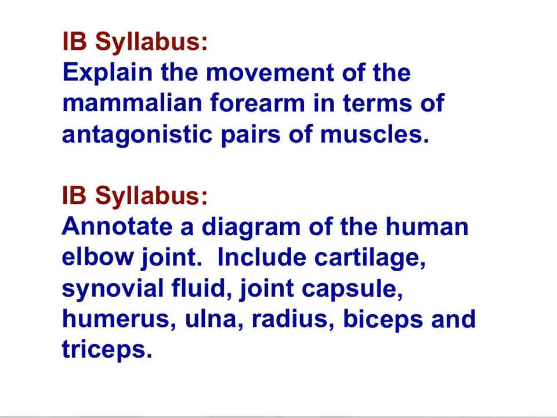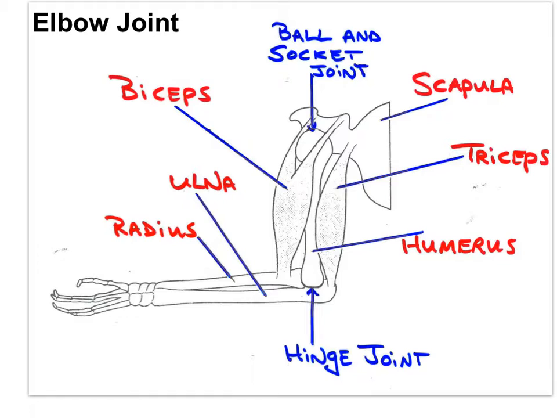Here's the IB syllabus statement. Annotate a diagram of the human elbow joint. Include cartilage, synovial fluid, joint capsule, humerus, ulna, radius, biceps, and triceps. Let's start with the muscles and bones, and we'll get to the synovial joint a bit later. In this image, you can see the following structures.